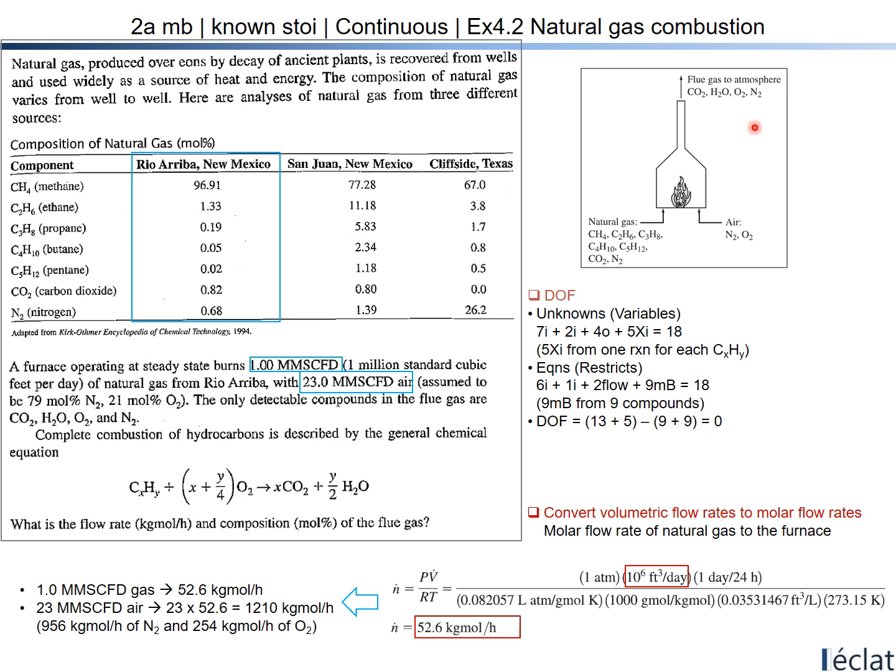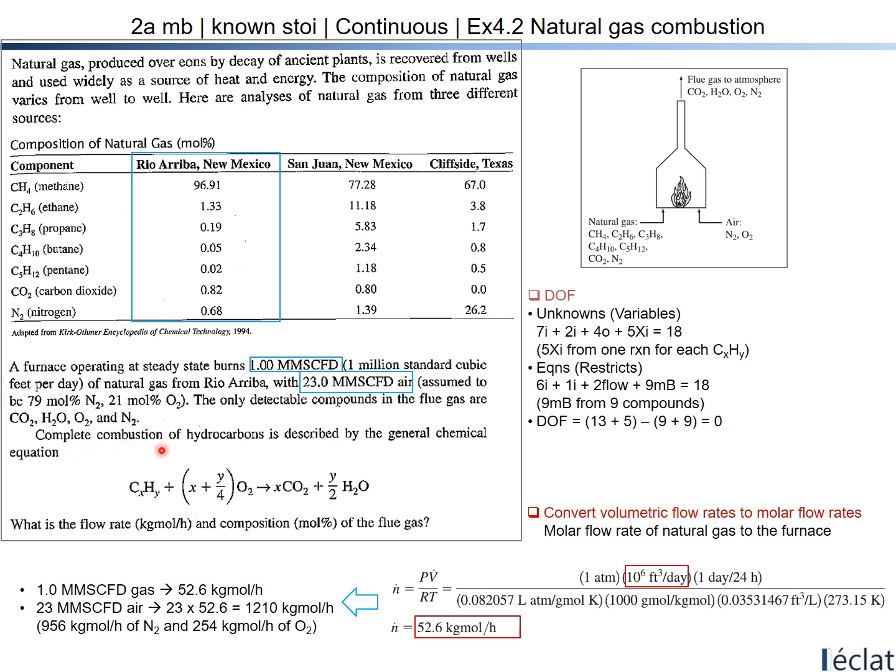It means here is the furnace and we have two input streams. The first stream is natural gas, and in the natural gas we have 7 compounds. The other stream is air, and in stream 2 we have 2 compounds. The only detectable compounds in the flue gas are CO2, H2O, oxygen, and nitrogen. It means we have complete conversion inside of the furnace.